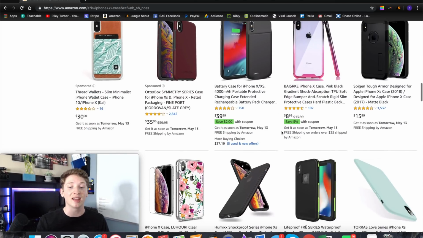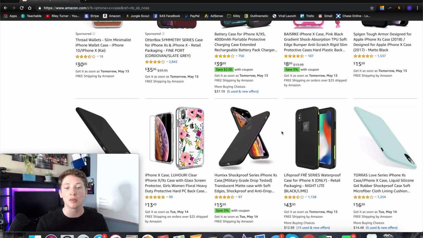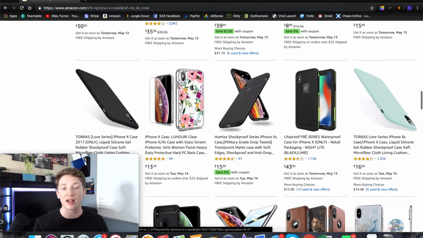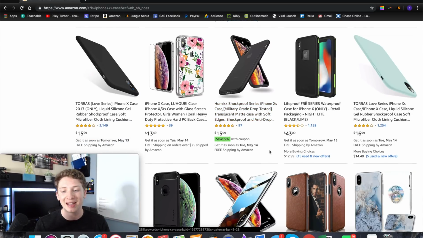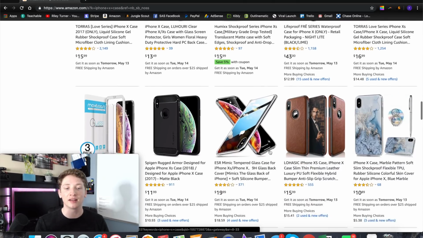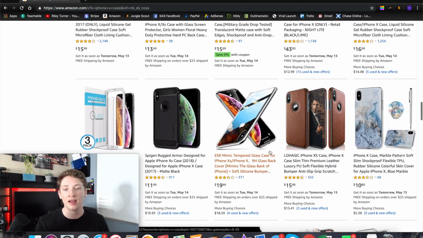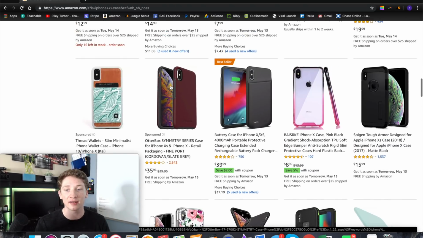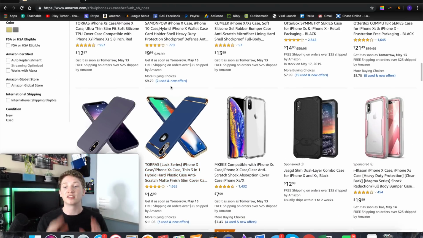The only thing I can think of bundling with an iPhone case is probably a screen protector like we see here. So let's say we are looking through these iPhone cases and everyone's including a screen protector or maybe a cleaning cloth or anything like that. That's probably a bad sign that it is oversaturated like crazy. But as you can see here, it looks like only this seller on the top page has a screen protector included, which is a good sign.